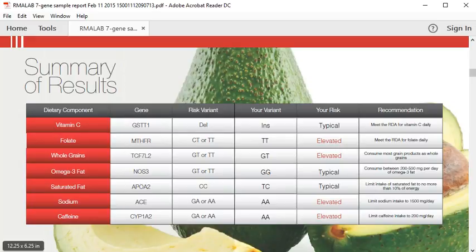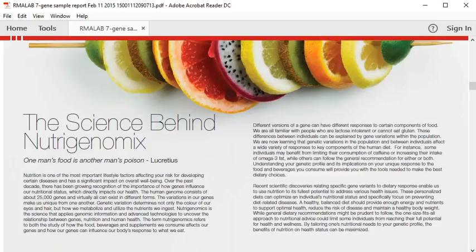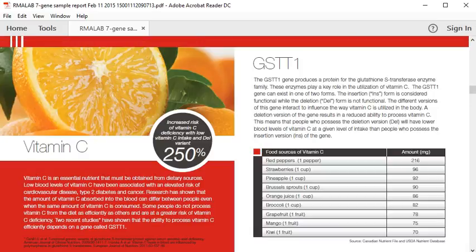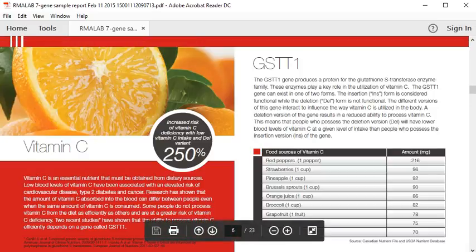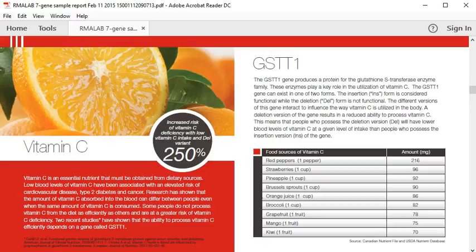Sorry, let me get out of my little writing tool so I can get down to the next page. Okay, this one is looking at vitamin C. Again, these are just pieces of this report, in case someone brought this to you and said, hey, I just did this testing, tell me what it means.